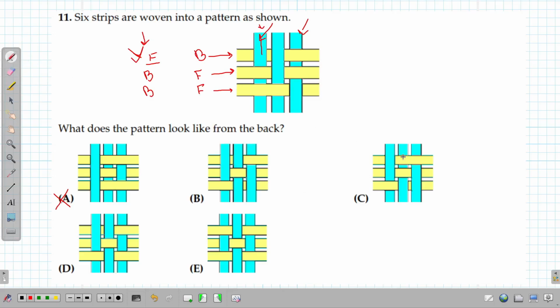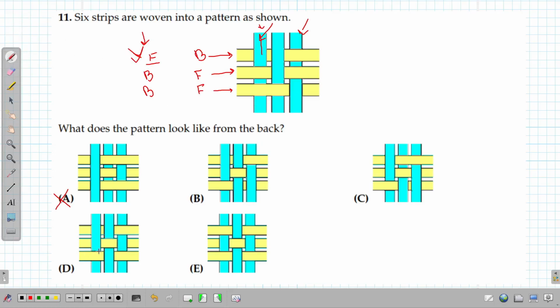Now let's look at C. The yellow strip is in front of the blue strip, which is correct. The yellow strip is behind the blue strip, which is also correct. And the yellow strip is behind the blue strip, which is also correct. So C and B could be our answer.